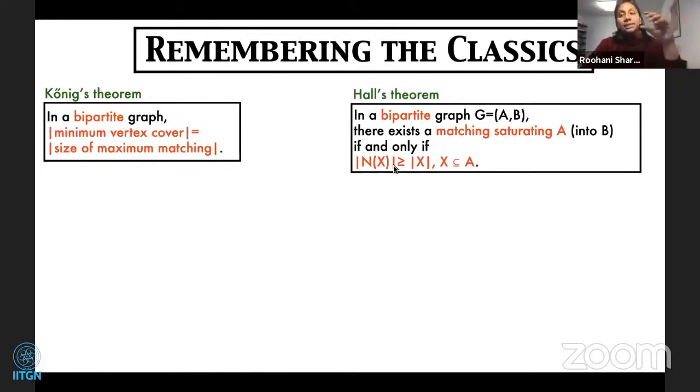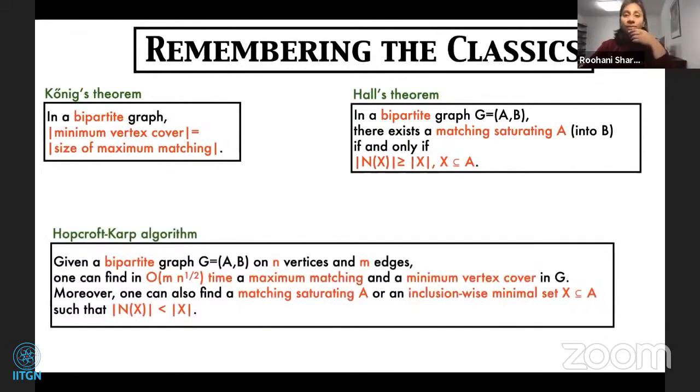And then there are these structural theorems, and then there is an algorithmic version of this theorem by Hopcroft and Karp, which says that given a bipartite graph, one can in polynomial time actually find a maximum matching and a minimum vertex cover. And it can also find if there is a matching saturating the set A. And if it is not able to find a matching, then it will actually return a witness.